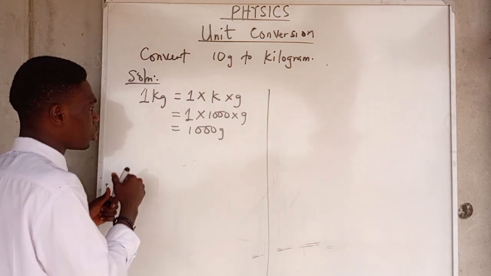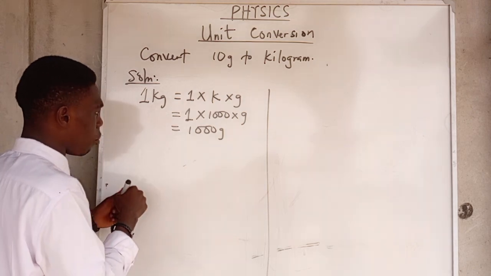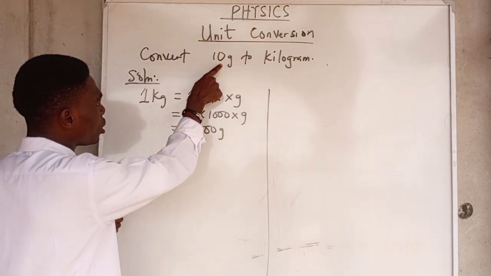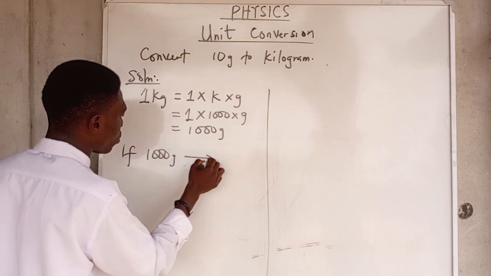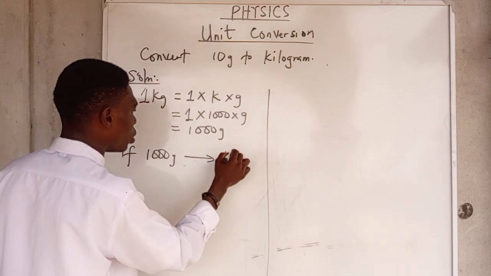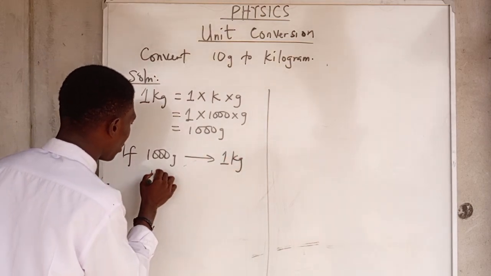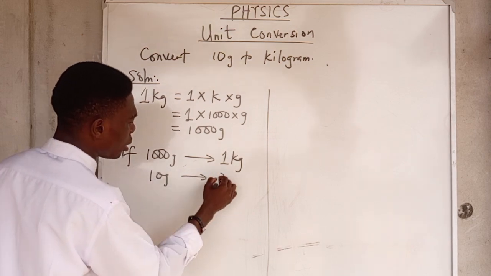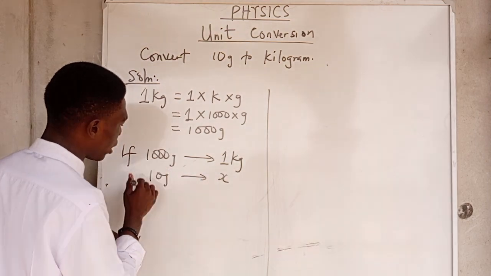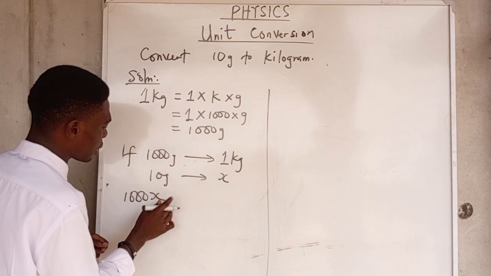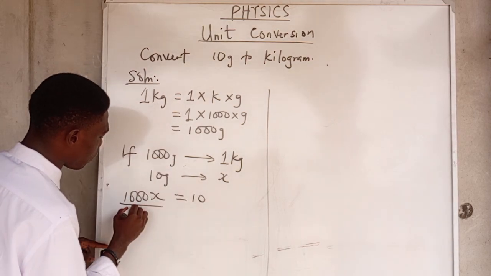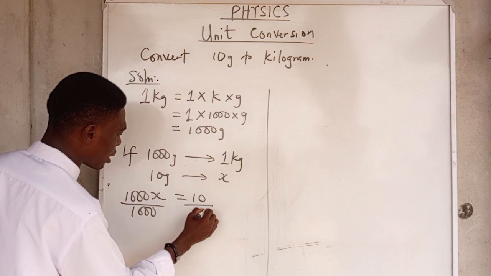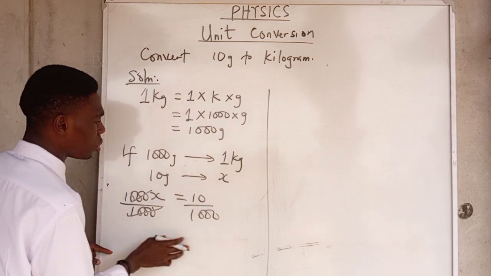So that's how we're going to do it. I'm going to say 1000 gram first. Why am I bringing 1000 gram first? Because they gave me gram. So if 1000 gram is equivalent to 1 kilogram, then 10 gram will be x. Then x times 1 gives me 1000 times x is equal to 10 times 1, which is 10. I will solve this by dividing both sides by 1000, and I'm ready to get my answer.